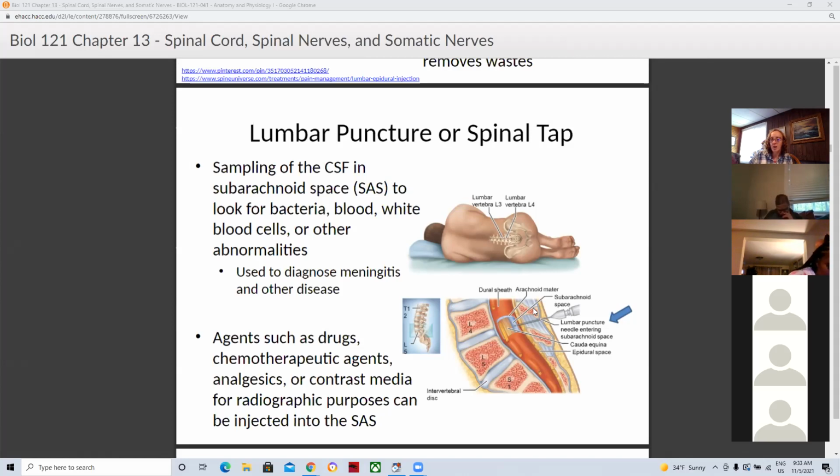Agents such as blood, chemotherapeutic agents, and analgesics, or contrast media for radiographic purposes can be injected into the subarachnoid space. When someone gets a spinal tap, they insert a needle between, I think it's L3 and L4, or right underneath L4, somewhere right in that area. And they remove a small amount of cerebrospinal fluid.